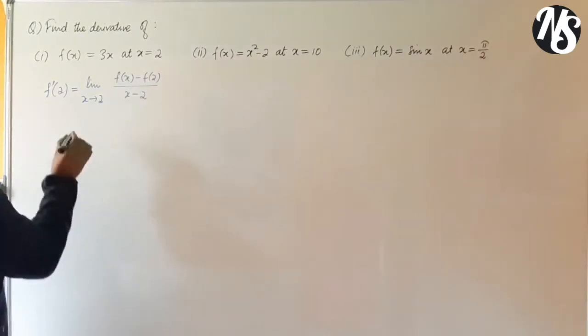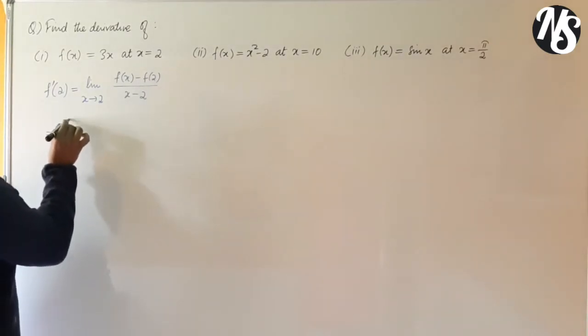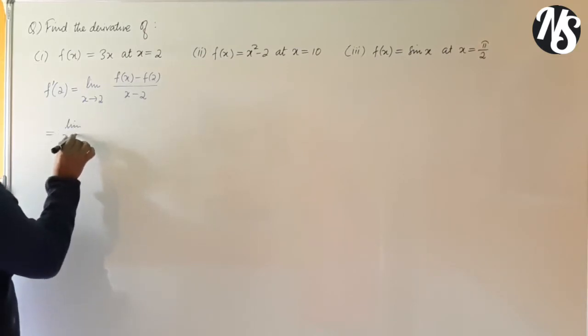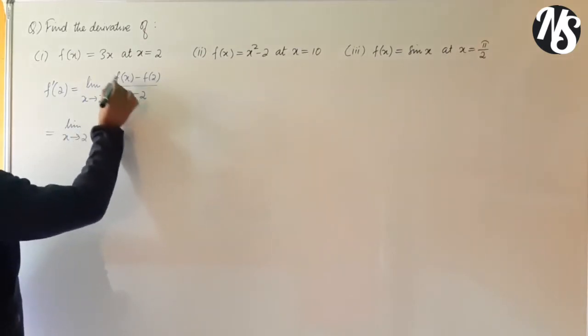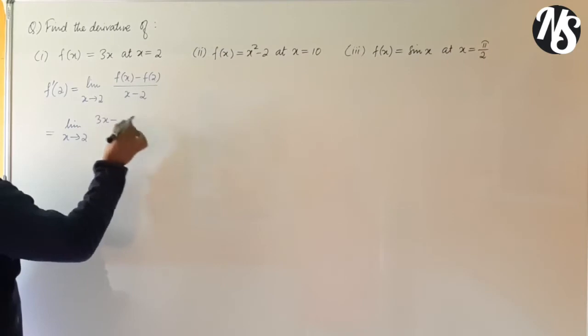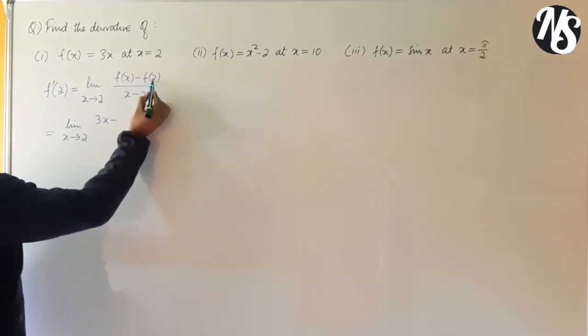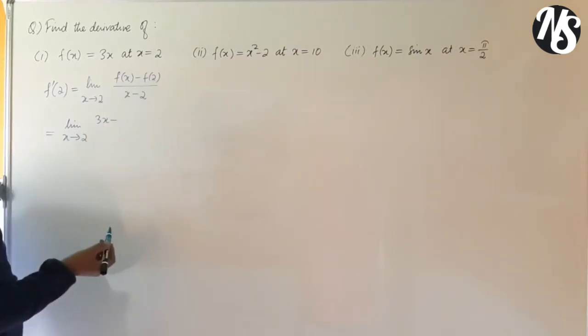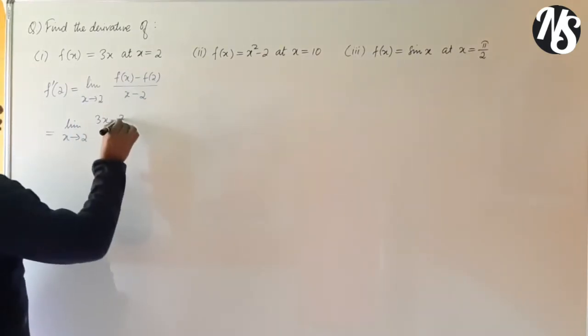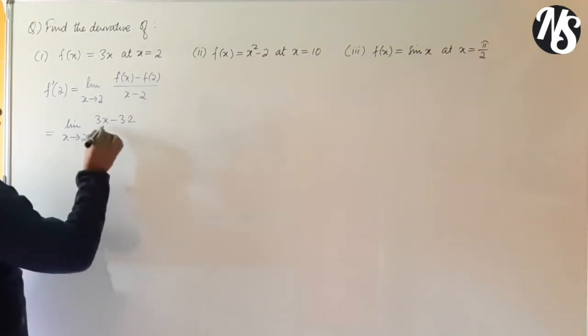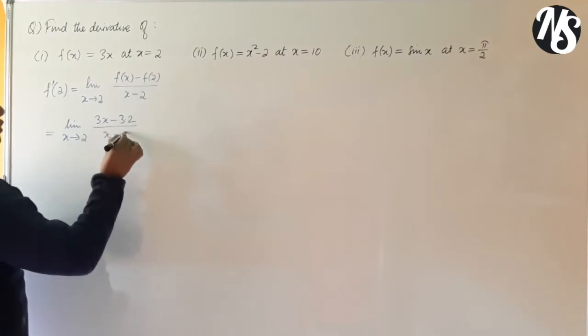All right, so let's quickly evaluate this. So this becomes limit x tends to 2. What is f(x)? f(x) is 3x minus, now f(2), instead of x you have 2, isn't it? So here also you have to write 2 instead of x. So this becomes 3 into 2, divided by x minus 2.